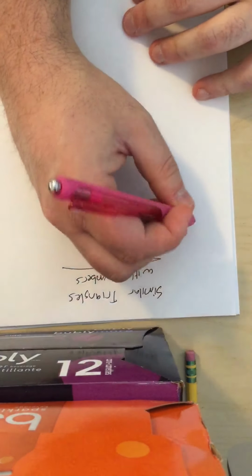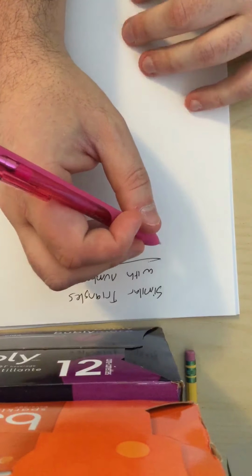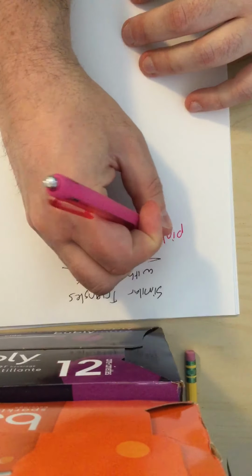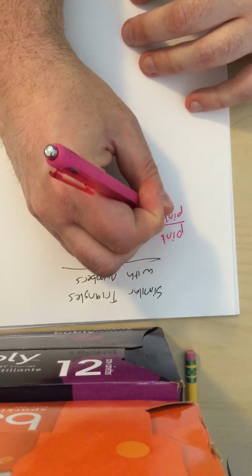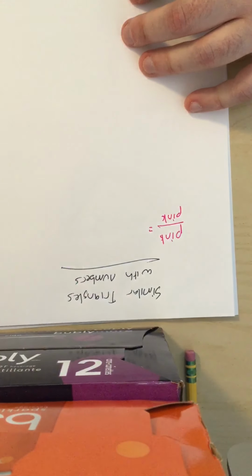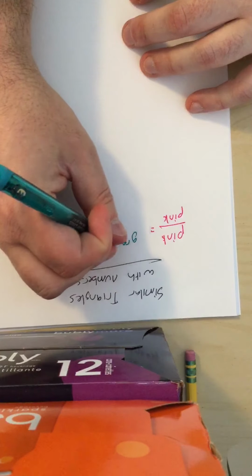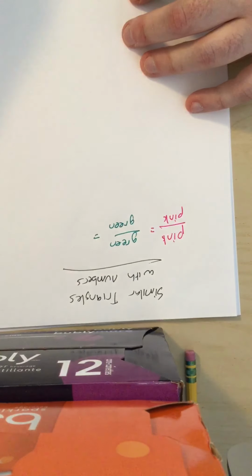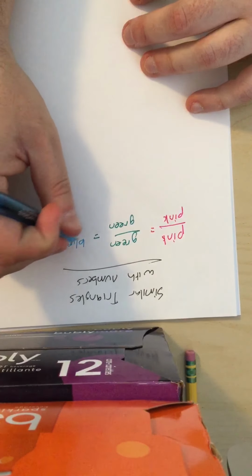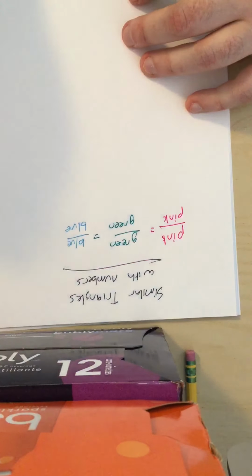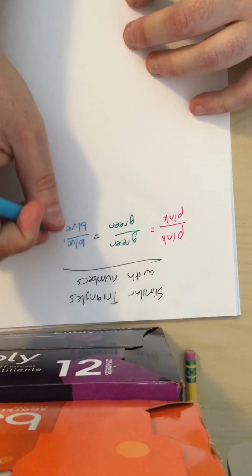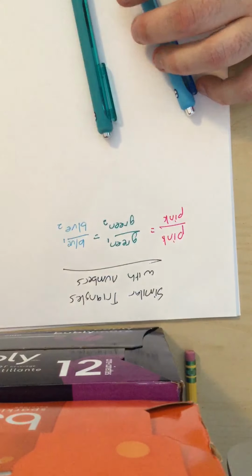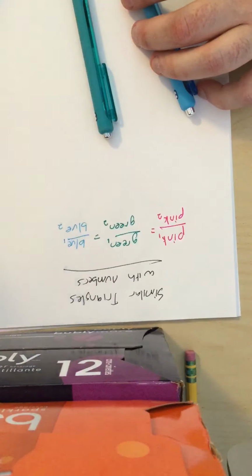And the formula is going to be, well, this is not the actual formula, but it's what I'm going to write it as. It's going to be pink over pink equals green over green equals blue over blue. And just to be clear, I'm going to say it's blue 1 over blue 2, green 1 over green 2, and pink 1 over pink 2.